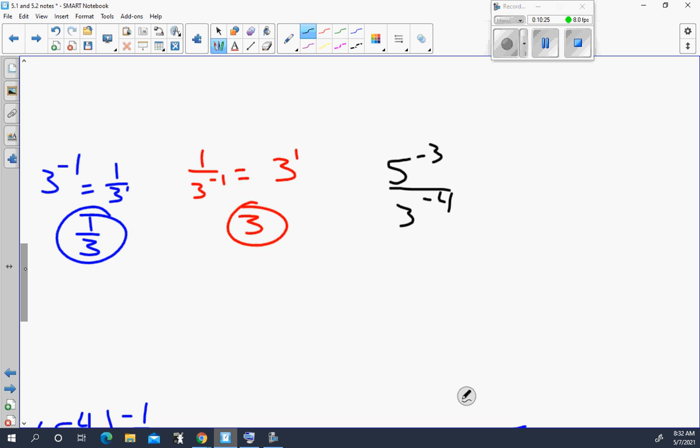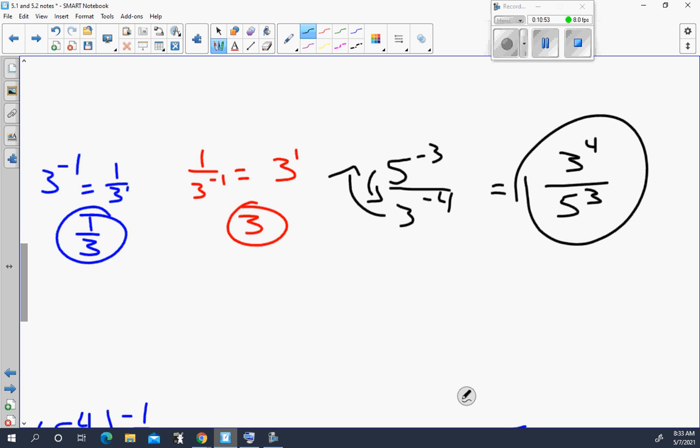This next one says 5 to the negative third divided by 3 to the negative fourth. Well, I don't like negative exponents. So we're going to bring 3 to the fourth, right? That exponent now becomes positive when it gets brought to the other side. 5 to the negative third is going to be brought to the bottom. And know that negative 3 turns into positive 3. And right now, I'm going to leave it as this.